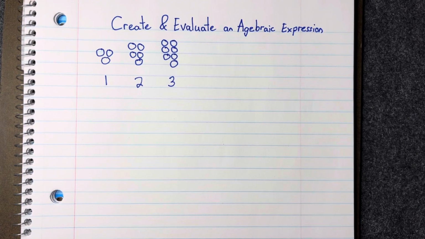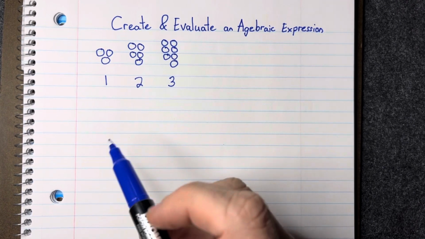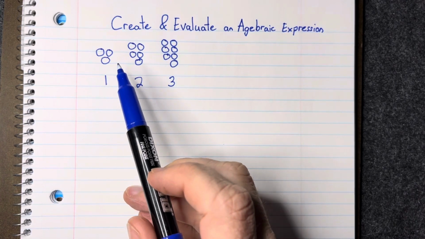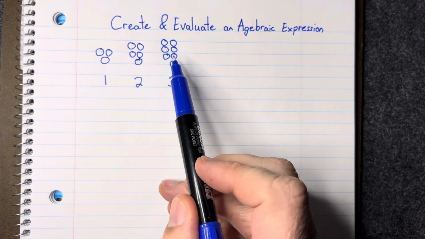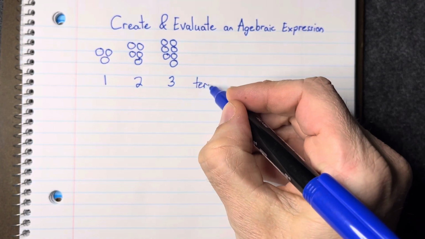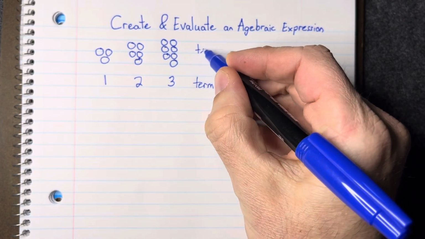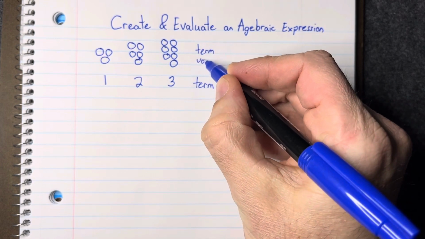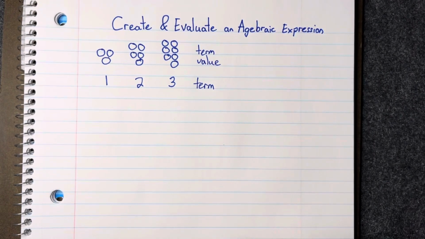Welcome back, class. Today we're going to look at how to create and evaluate an algebraic expression. So first we have a pattern, a simple pattern with a number of circles. This is the term, and this is the term value. And we're going to put that into a table of values.